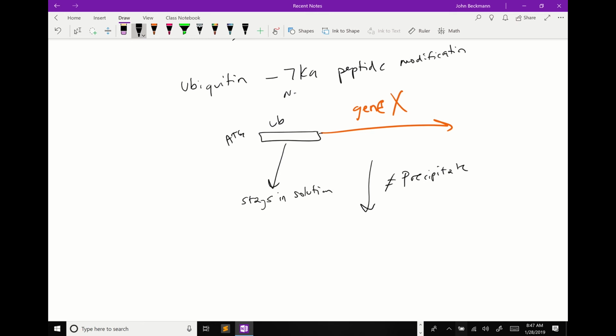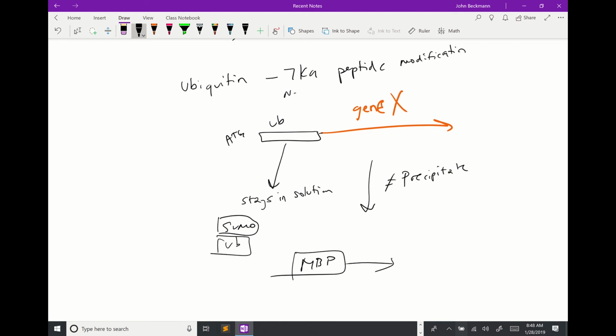Another one of these that you'll find is MBP, which is maltose binding protein. You'll see that a lot. It's a solubility tag. Sumo tag. Sumo tag is a ubiquitin variant. It's like ubiquitin, does the same thing. Okay? So those are solubility tags.